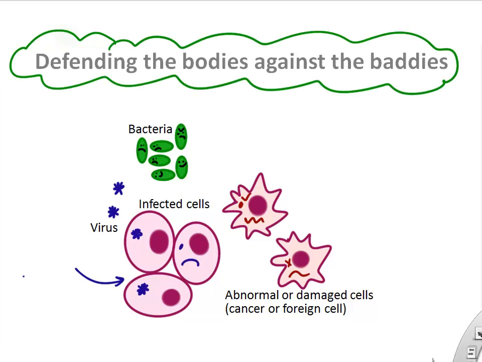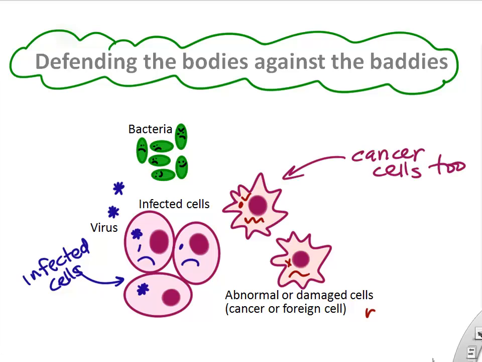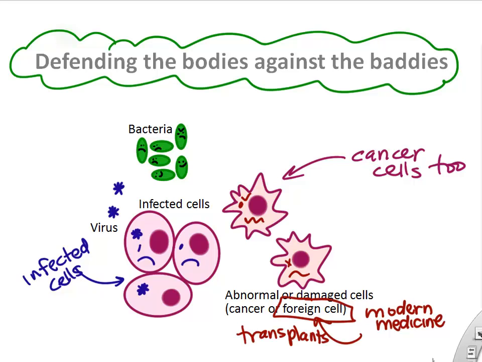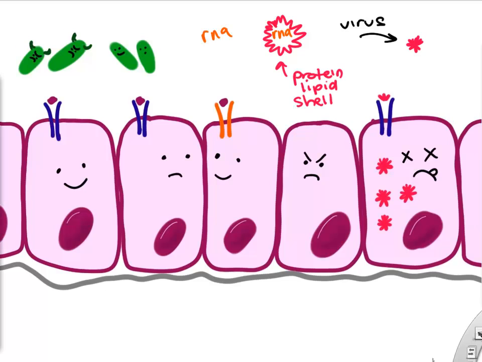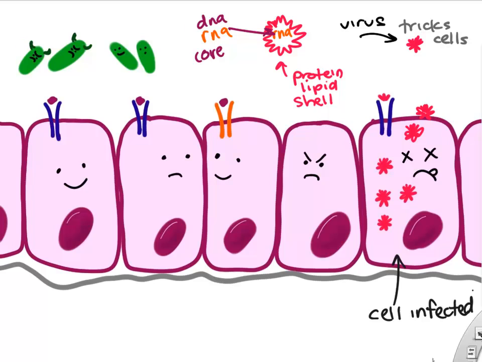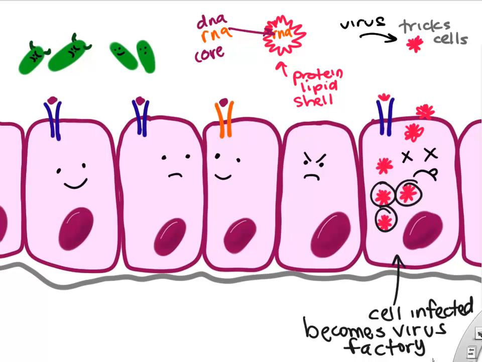So again, the things that we're defending ourselves against include viral infected cells, but even cancer cells. So cancer cells are bad for us as well, and so our immune system can protect us against cancer cells. And due to modern medicine, sometimes our immune system will have to protect us against transplanted cells even though we don't want it to. So what is a virus? A virus is basically a shell of protein or lipid with an inner core of DNA or RNA or genetic material. And these viruses trick your cells to take them up. Once the virus gets inside your cell, the cell becomes infected, and it becomes a little virus-producing factory.